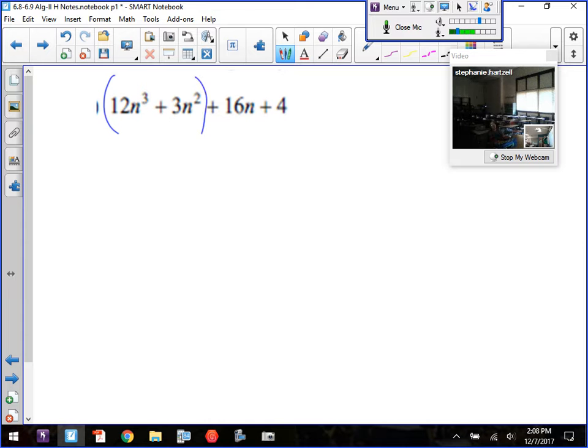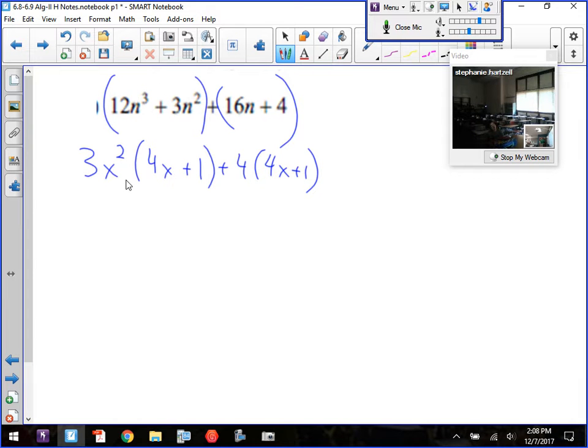So I group it to see if it's going to work right away, and you might recognize, oh yeah, sweet. I got a 3x squared, you got 4x plus 1. I got the 4, you got a 4x plus 1. Okay? That leaves you the 2 parts that are within parentheses are the same, which is good. Just like we did before, and what are you left with? 3x squared.